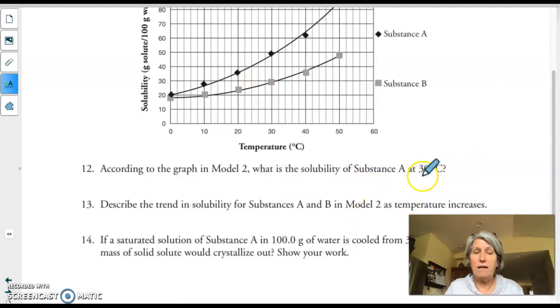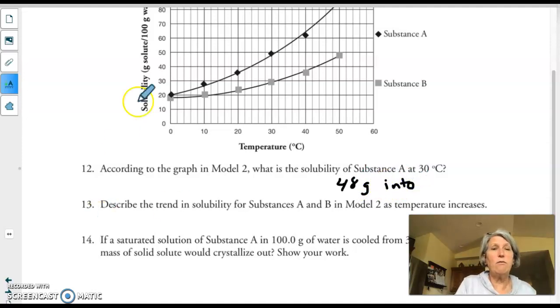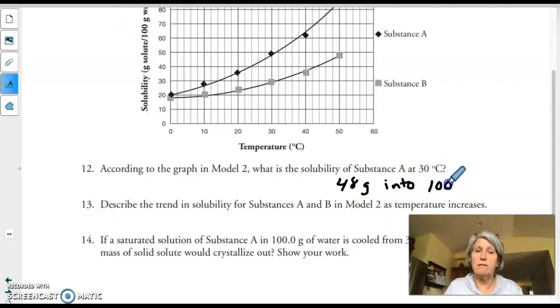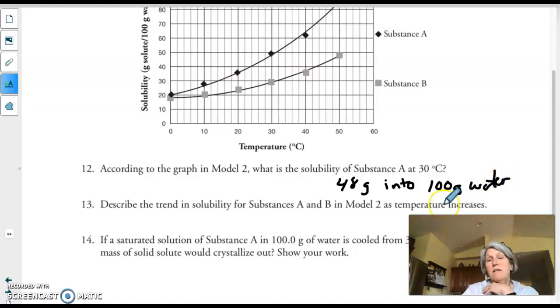I'd say about 48 grams. So you would type in 48 grams of substance A can dissolve into, and again, you're looking at this over here. It looks like it can dissolve into 100 grams of water, which, remember, since the density of water is 1, it can also be 100 milliliters of water.